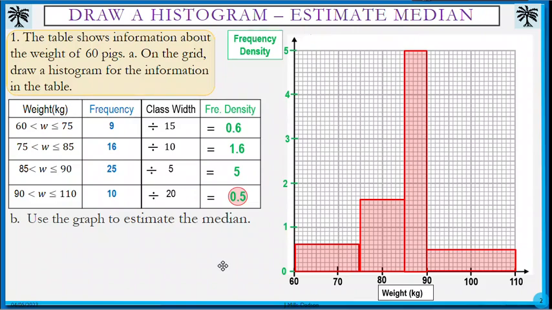Hello, welcome back. Let's continue. We are talking about how to estimate the median from a histogram. This histogram is made from frequency density. You're supposed to estimate the median from the graph.